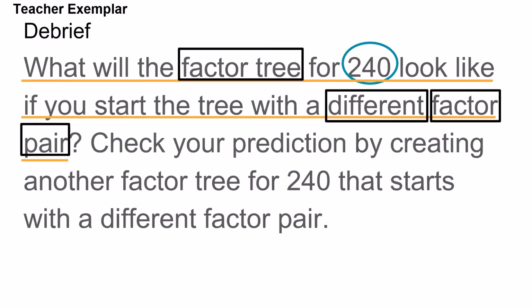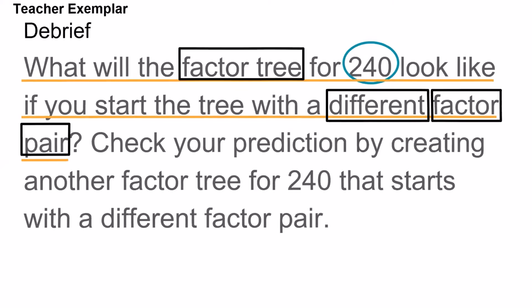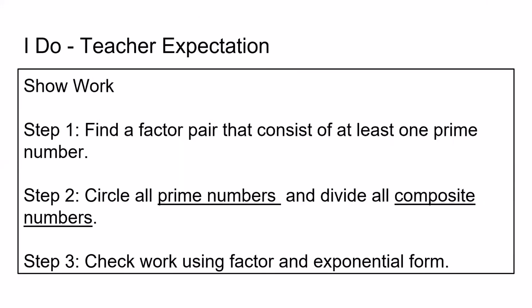Okay, let's get ready to start doing the computation. Now, the first step is we will find a factor pair that consists of at least one prime number. We'll circle our prime numbers in our factor tree and divide our composite numbers. We'll check our work using the factor form as well as the exponential form.